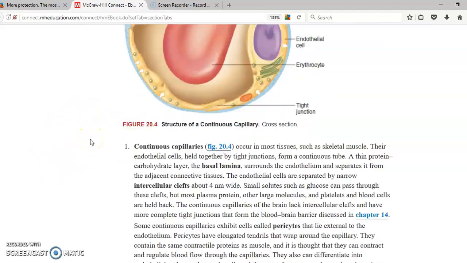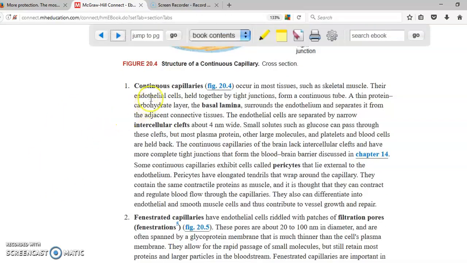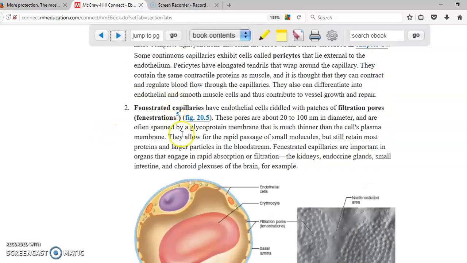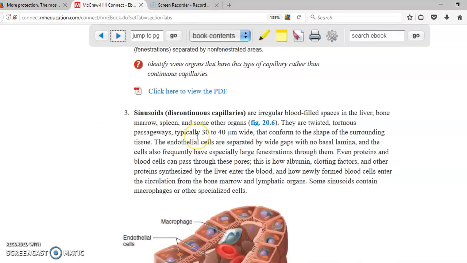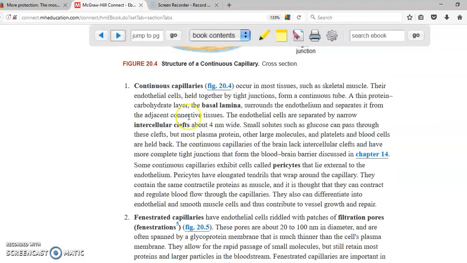So what types of capillaries do we have? We have continuous capillaries, fenestrated capillaries, and sinusoidal capillaries. If you look at continuous capillaries, usually continuous means without spaces. And these are the type of capillaries that you're going to find in most of your organs. You have it right here in the skeletal muscle, for example. You also have these capillaries in the brain, for example, forming the blood-brain barrier.